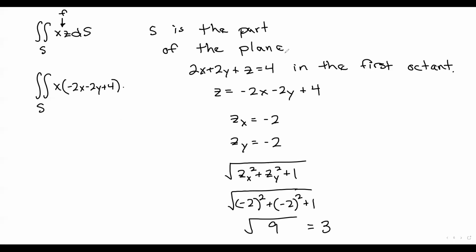And then after that, we can replace the dS. That's what we just found: 3 dA over D. And D here is the domain for x and y. So it's the x and y values over which our object is defined. Those are not given, and since they're not given, we need to find them. How can you find them? To do that, you need to sketch the object.